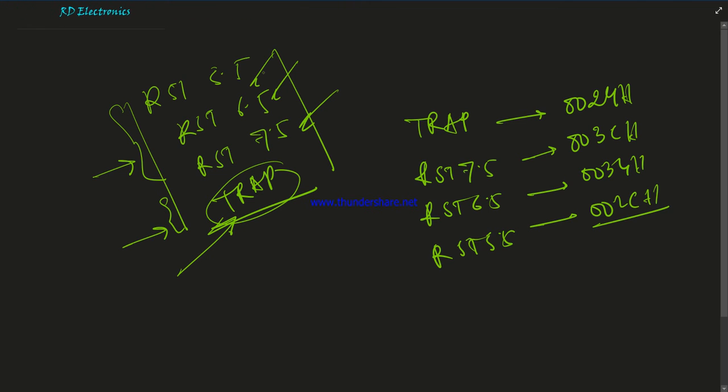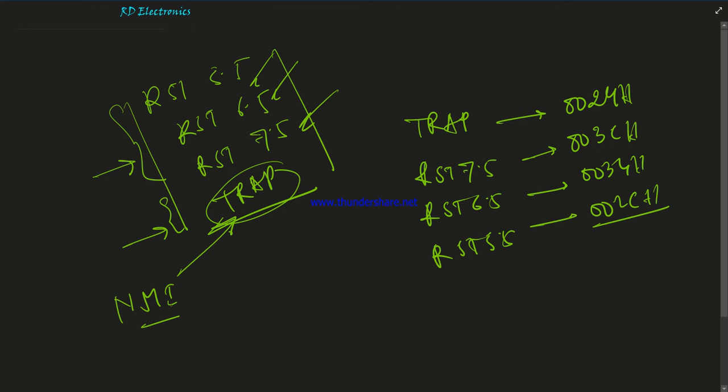However, TRAP has a lower priority than the HOLD signal used in the direct memory access concept. In a later video we will discuss direct memory access. Now TRAP is a non-maskable interrupt known as NMI. This TRAP is also known as NMI, that means non-maskable interrupt.